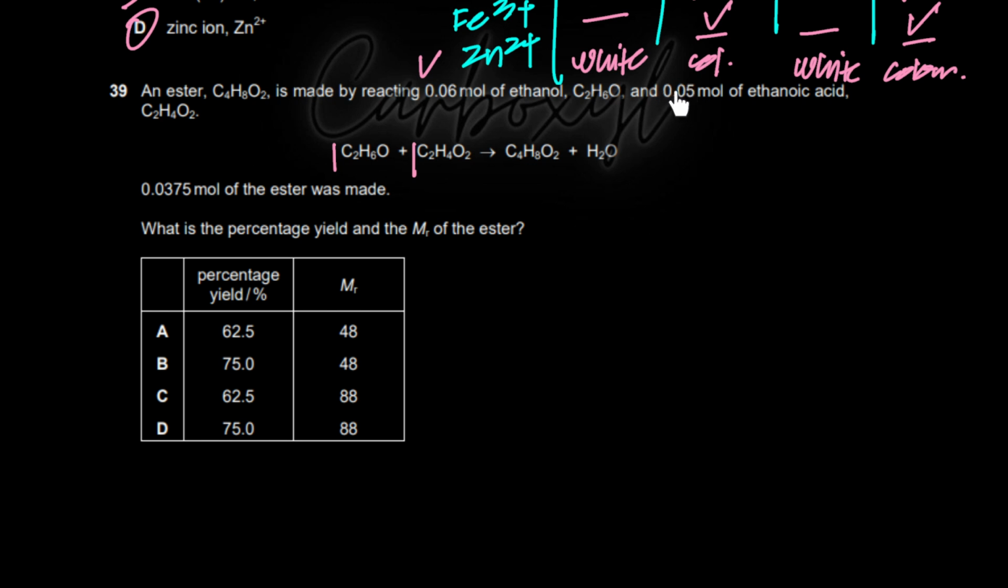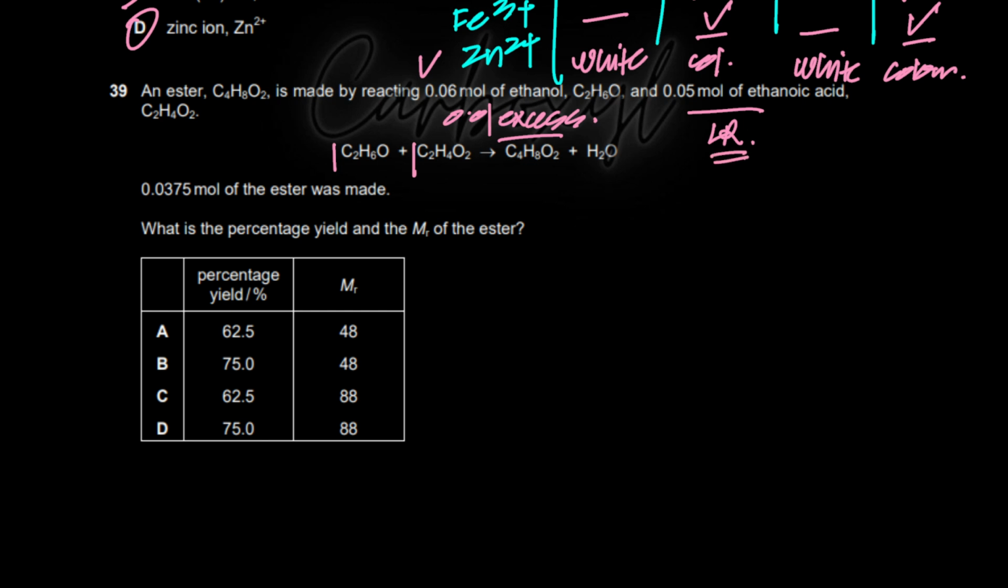So how many moles of ethanol would we need for these many moles of acid? If they're 1:1, they need equal amounts of moles. So if you have 0.05 moles of ethanoic acid, how many moles of ethanol would you need? Obviously 0.05. So ethanol is in excess by 0.01. Why did I need to know this? Because I need to perform my calculations with the limiting reactant.